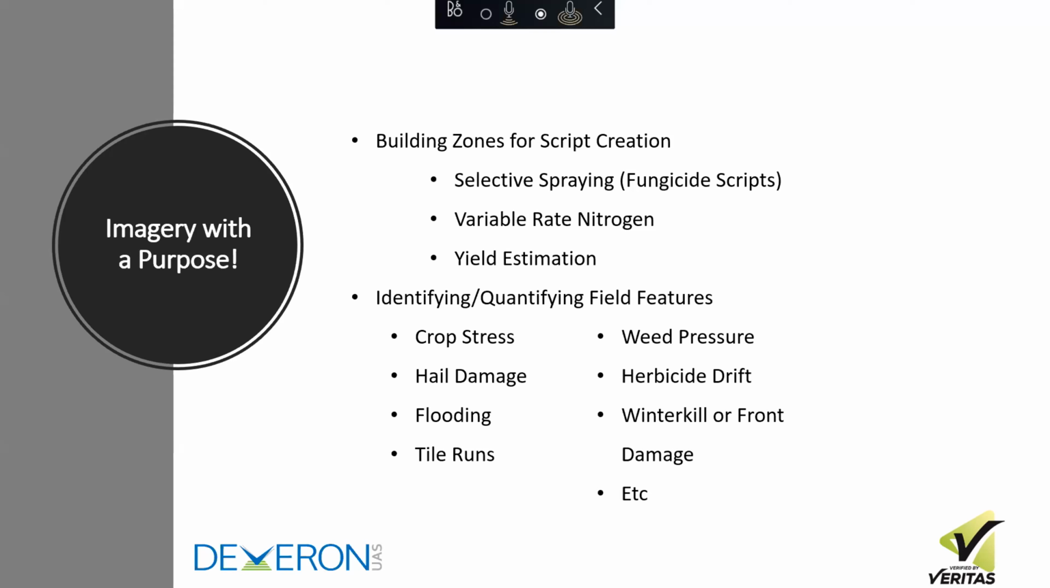They can also be used for creating variable rate nitrogen, which is just wrapped up in some areas, and then also yield estimation, which will be taking place in the coming weeks here. Imagery can also be used, as Aaron had already talked about, as crop stress. So they can be used to identify some of the stressed areas, whether it's created by disease or pest or weather impacts. It can also be used for weed pressure, looking at herbicide drift, winter kill, or frost damage, or many other things such as tile runs.